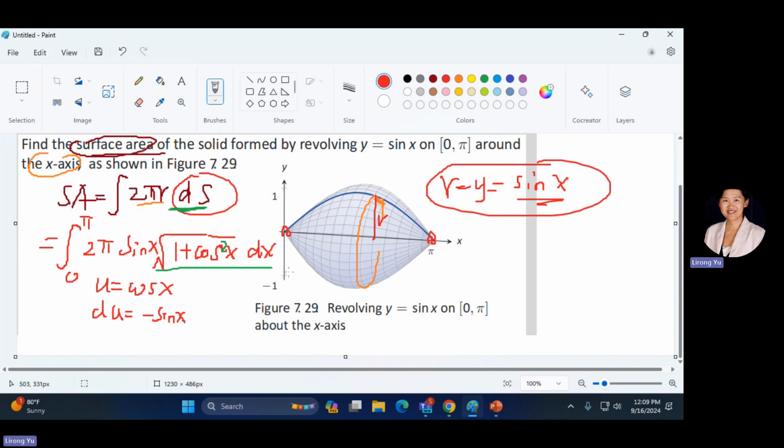So that would be something that we can solve. So then let's forget about the integration and just focus on the integration function itself. So we have the integration of 2 pi, and this root part is going to be root of 1 plus u squared. And then the sine x dx is negative du. So we have negative u.